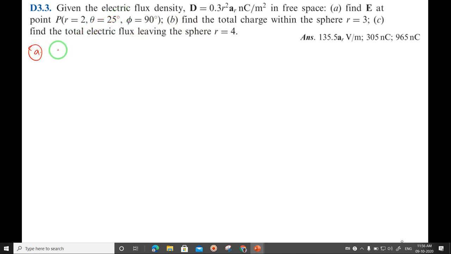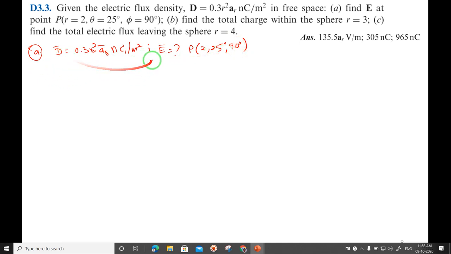Yes, D vector is given. Write down 0.3 r square a_r nano. Nano means 10 power minus 9 nanocoulomb per meter square. This is given. Then find E vector at point P. We want to find out what is electric field intensity E at point P of (2, 25 degree, 90 degree), right? We know the relationship between D and E.